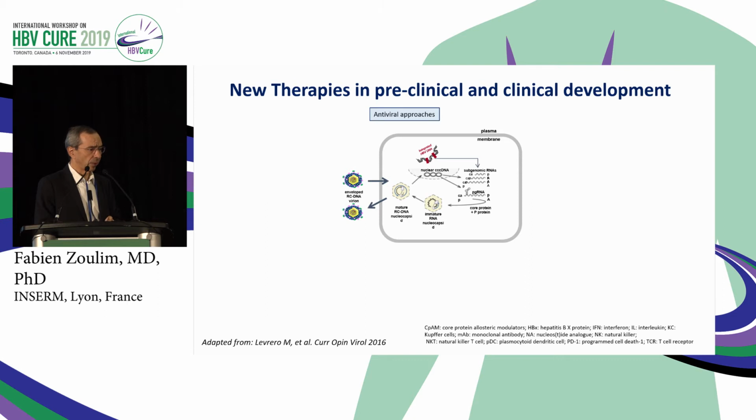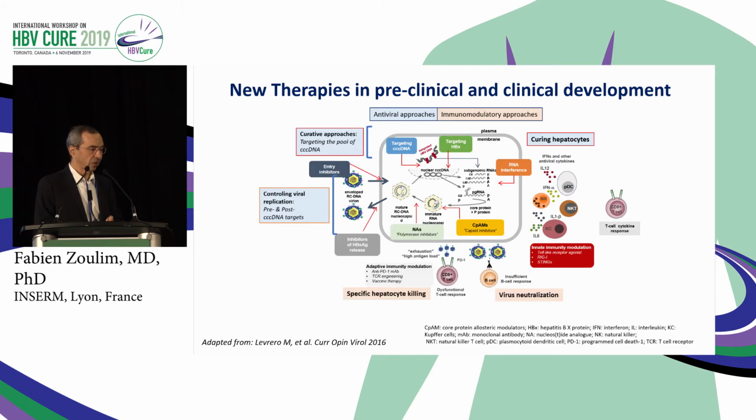And now we come up with quite some very interesting targets. I won't go through this in detail. You will hear a lot during the day. Either direct antiviral approaches that may lead to a cure of the infected cells, hopefully, and immunomodulatory approaches that may also have some potential effect to cure infected cells without killing them, but also some adaptive immune responses that may lead to a specific hepatocyte killing.